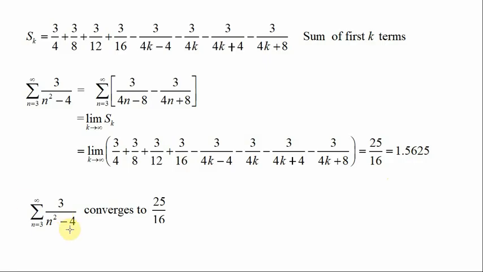And so we have the series with the expression 3 over n squared minus 4 converges to 25 over 16. And that's the end of the video.